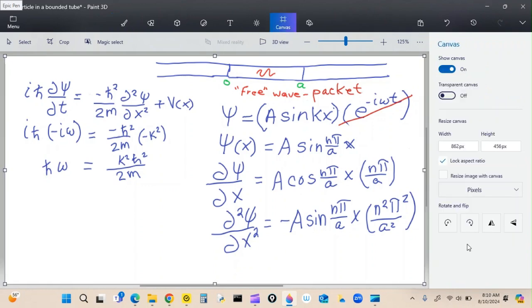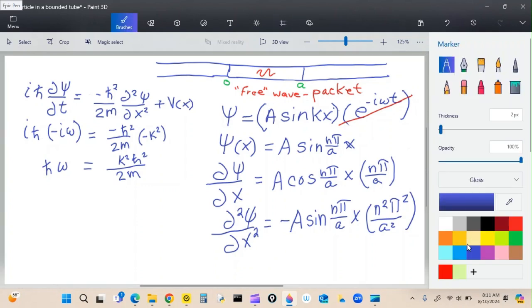How can we do this? Well, what did I do with k? k was n pi over a. So now this is k squared. So I can take this value and plug it into that value. Change to blue, trying to keep the momentum going on this thing.